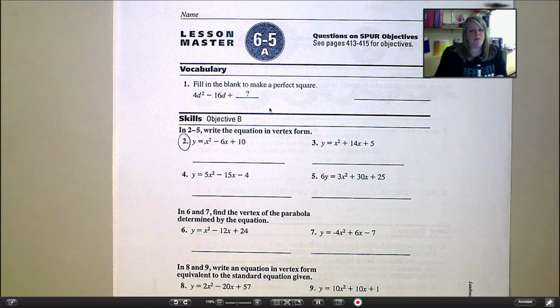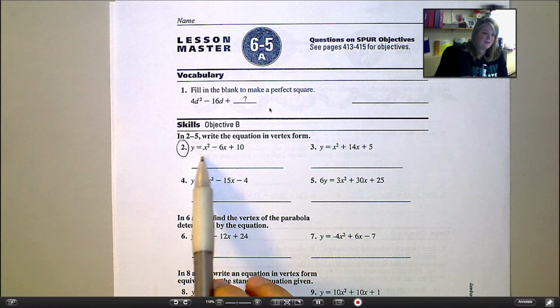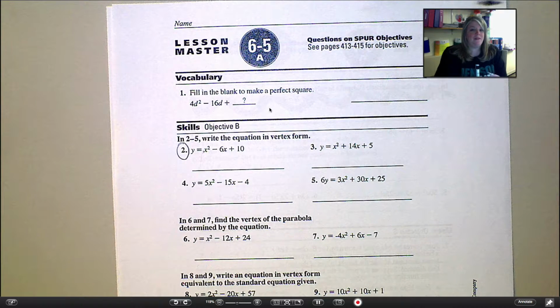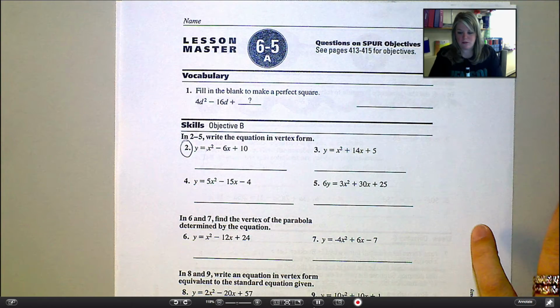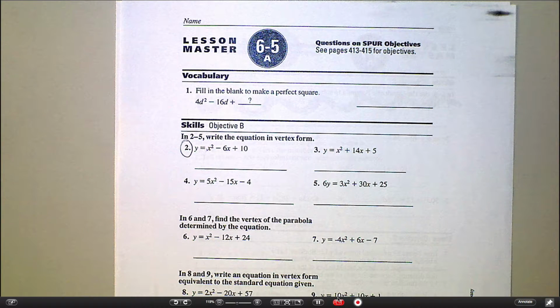There is one problem on your test where you are required to use completing the square. Otherwise, I don't care which method you go with. So h and k always works. Completing the square right now only works on these kind, but eventually you're going to learn how to do it with other numbers there. So, okay, let's talk about this problem number 2, and let's get rid of my face because we don't need to see that. There we go.